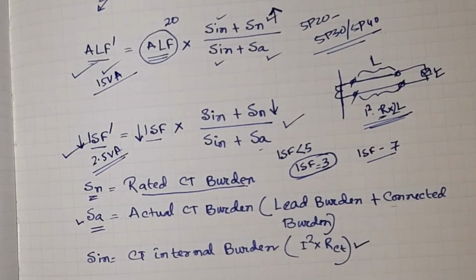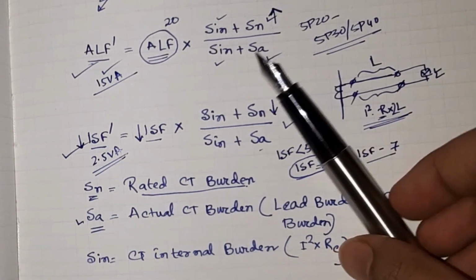So this is why the VA rating of a metering class CT should be lower and the VA rating of a protection class CT should be higher.